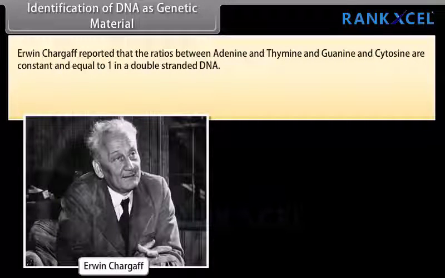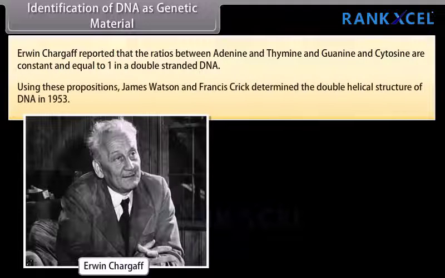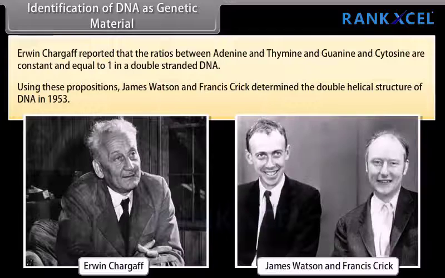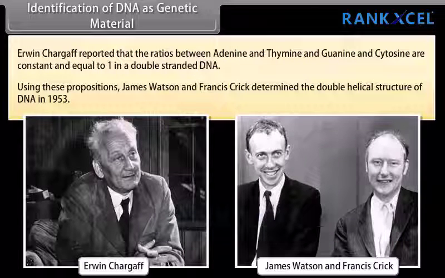Erwin Chargaff reported that the ratios between adenine and thymine, and guanine and cytosine, are constant and equal to 1 in a double-stranded DNA. Using these propositions, James Watson and Francis Crick determined the double helical structure of DNA in 1953.